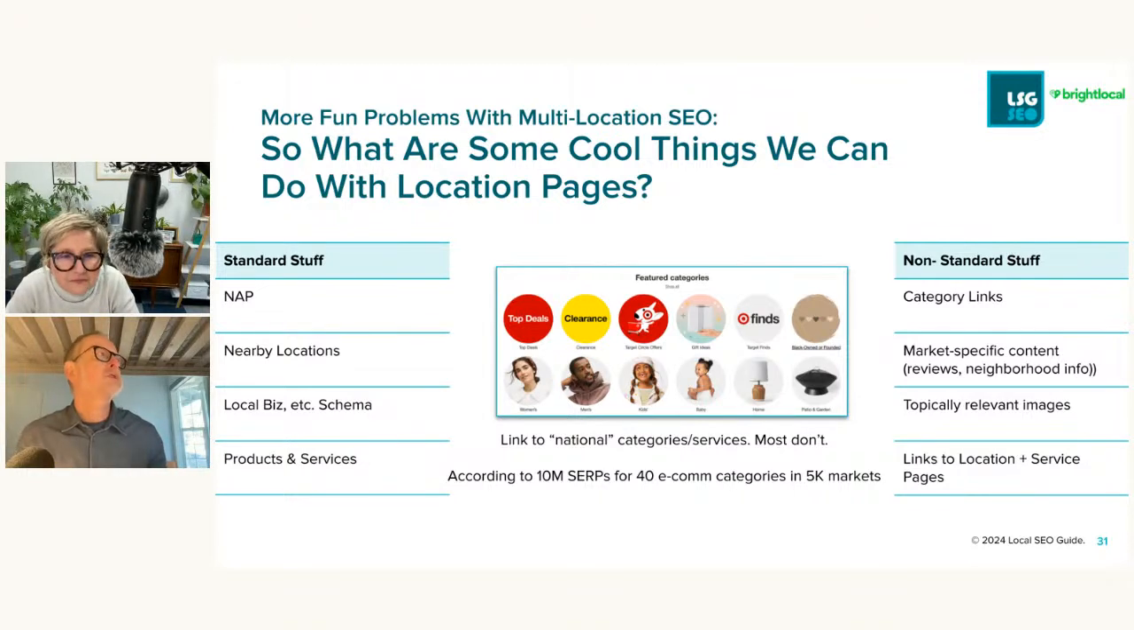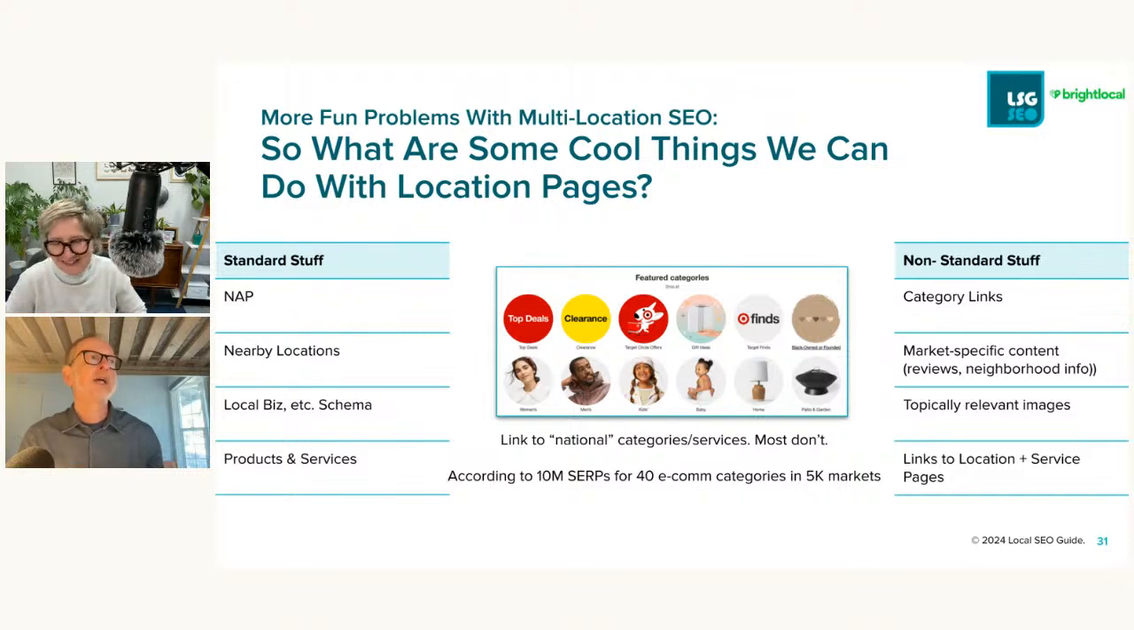What are some other cool things we can do with location pages? So there's all the standard stuff you should have on your location page: your name, address, and phone number, nearby locations, link to them. You should mark it up with local business schema. You might want to feature your products and services there. It's always a good thing. You might even want to have some text. You'll probably put some lame SEO text in there, but might as well have it.